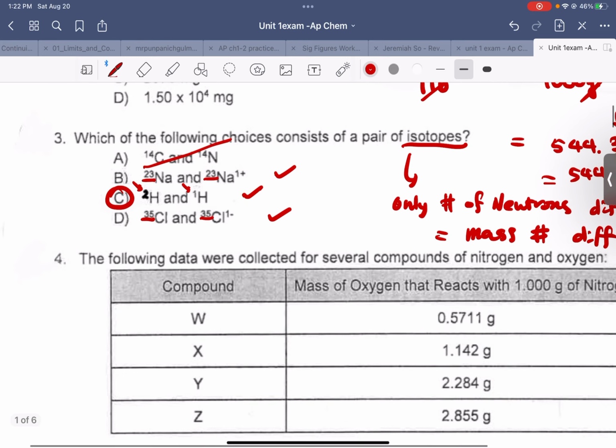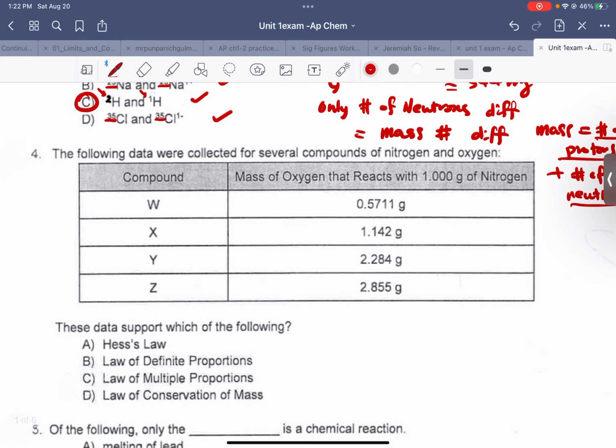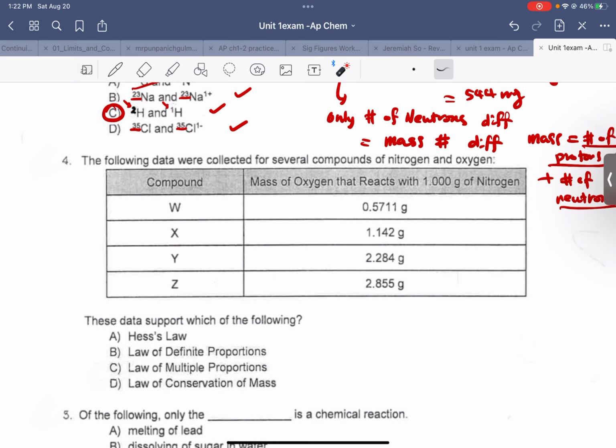Only C is an isotope pair. Number 4. The following data were collected for several compounds of nitrogen and oxygen. Compounds W, X, Y, Z, and the other column is the mass of oxygen that reacted with 1,000 grams of nitrogen. If you look at the numbers, you have to realize this one times 2 will be this one. So let's practice.